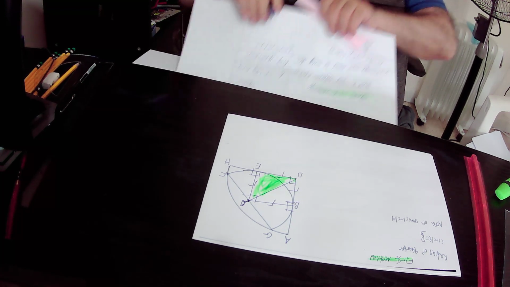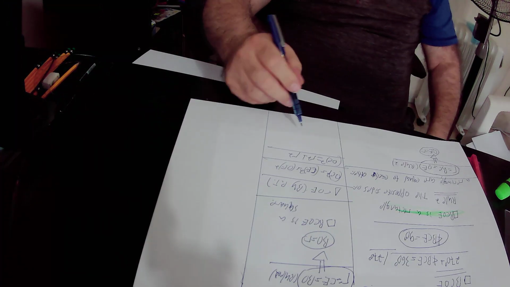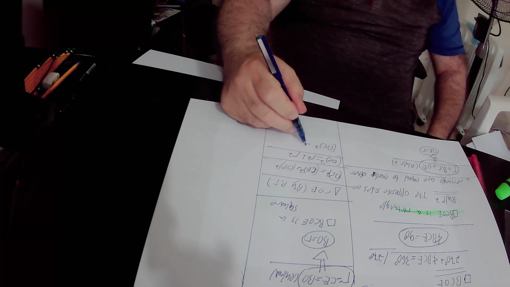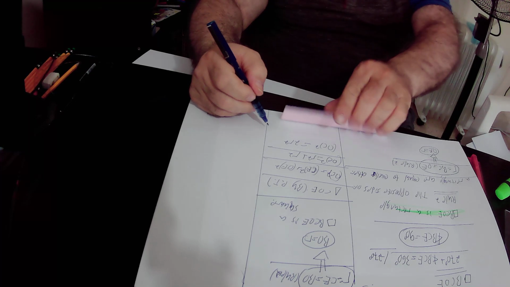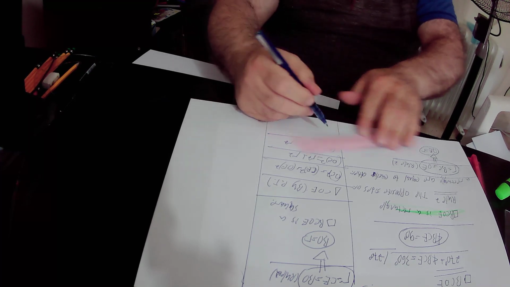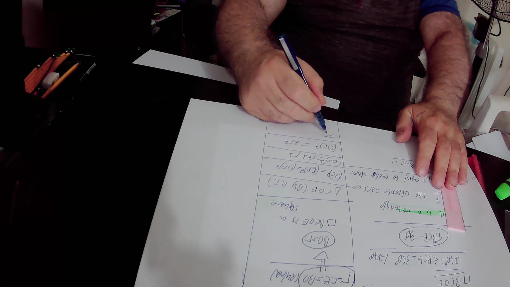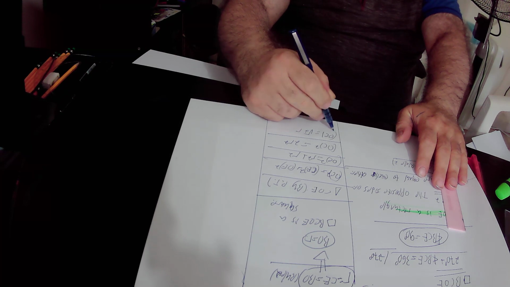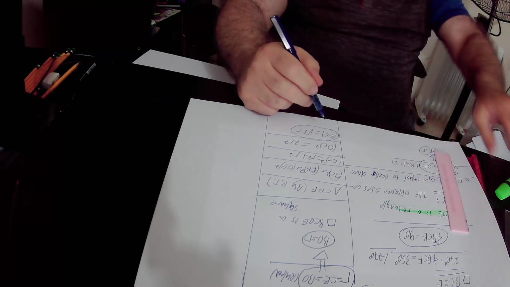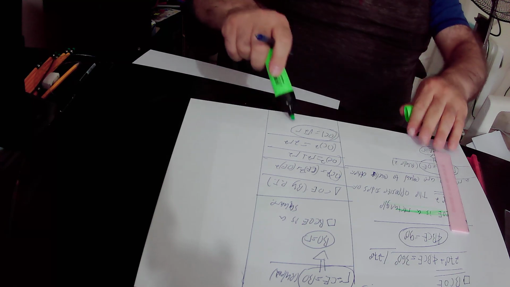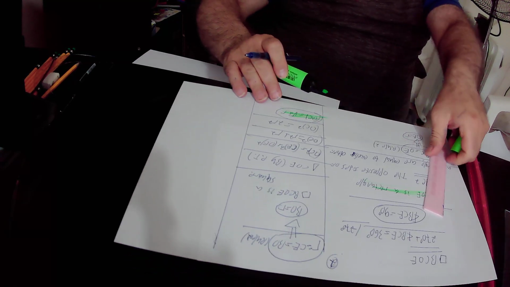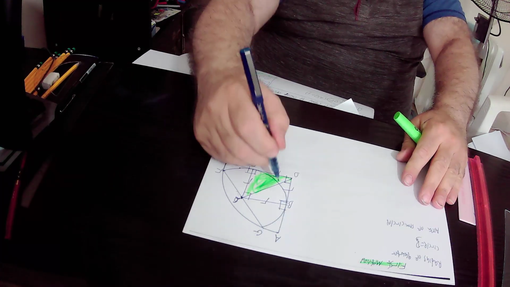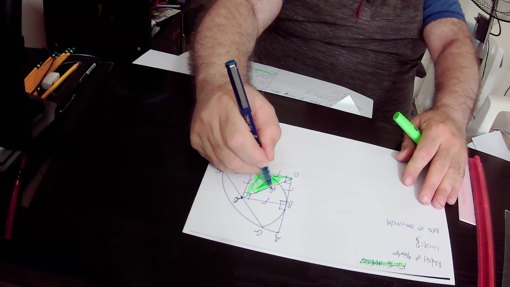So in conclusion, we found that OC square equals R square plus R square, that is 2R square. Here we'll take the root of this equation and we'll get that the length of the diagonal OC is equal to square root of 2 times R. So we can write here that the diagonal OC equals square root of 2 times R.